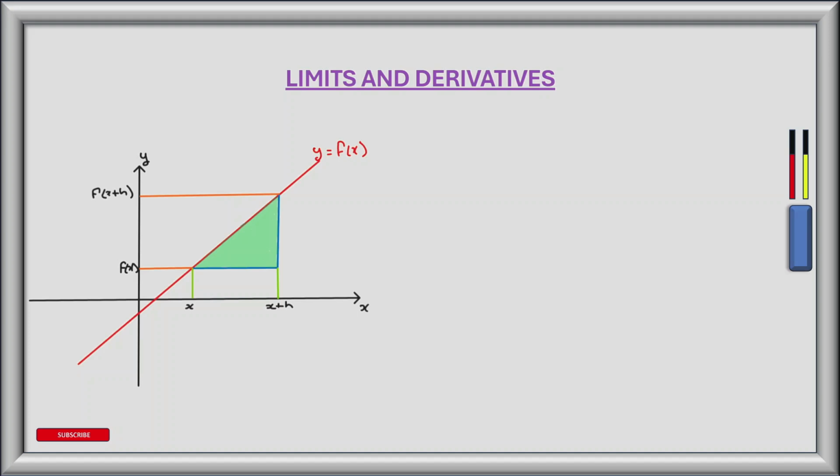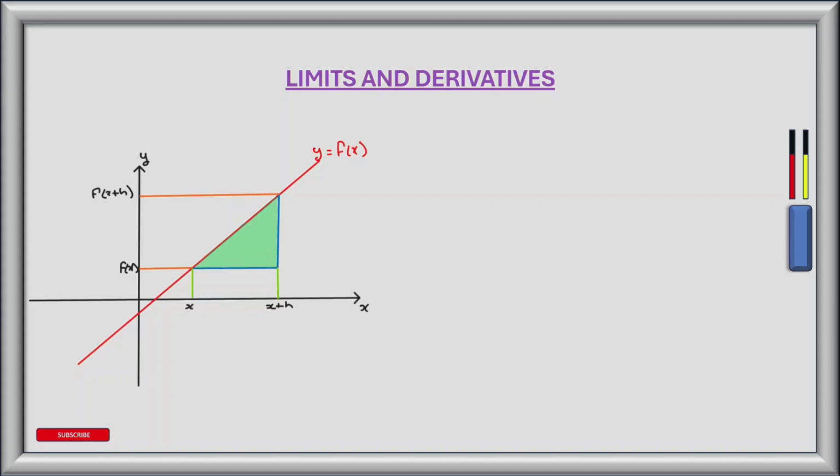When we looked at finding the gradient or slope of a linear function f of x in an earlier video, we took 2 points on the line and calculated the rise divided by the run, or the change in y with respect to x. This gave us the gradient or slope of the function.